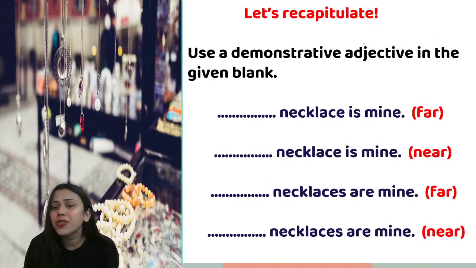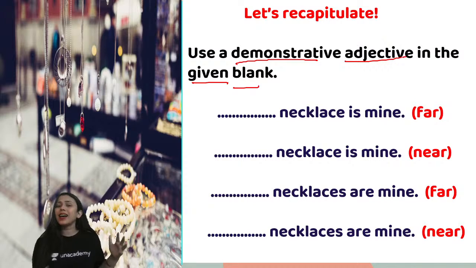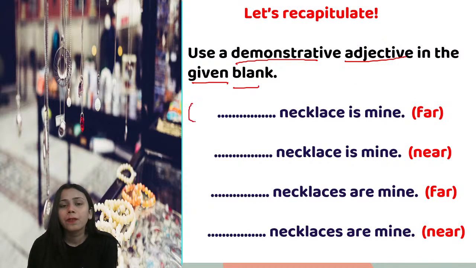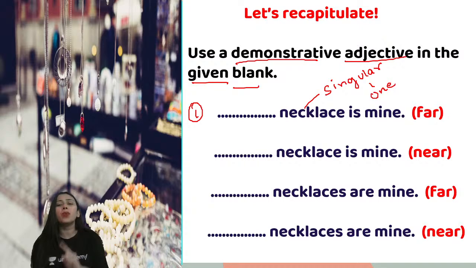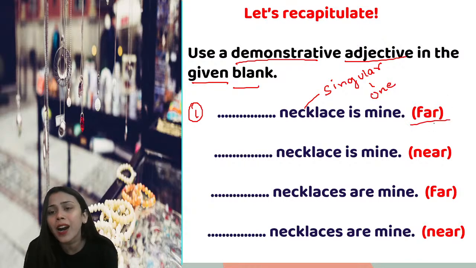Use a demonstrative adjective in the given blank. आपको यहाँ पे demonstrative adjective use करना है सारे blanks के लिए. ठीक है? Now first one. First one, dash noun is mine. Dash noun means necklace. Here, this noun is singular. Singular means we are talking about one necklace. Singular means one. Okay. So we are talking about one necklace which is far.